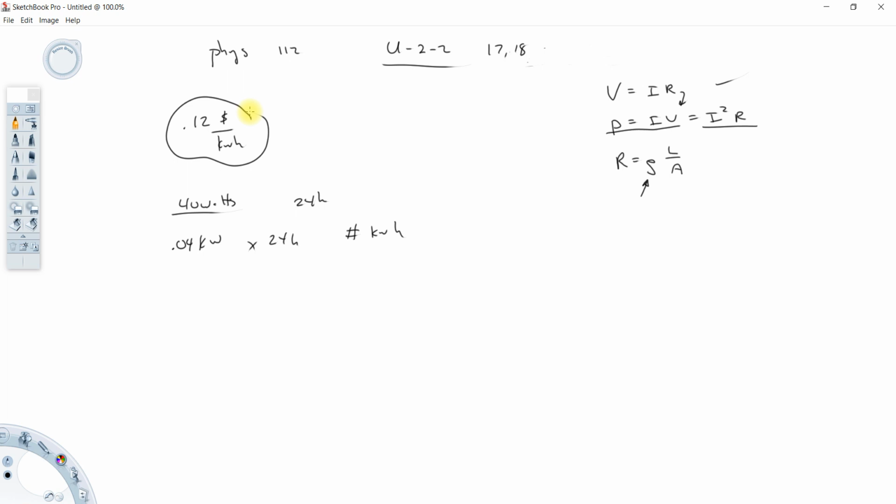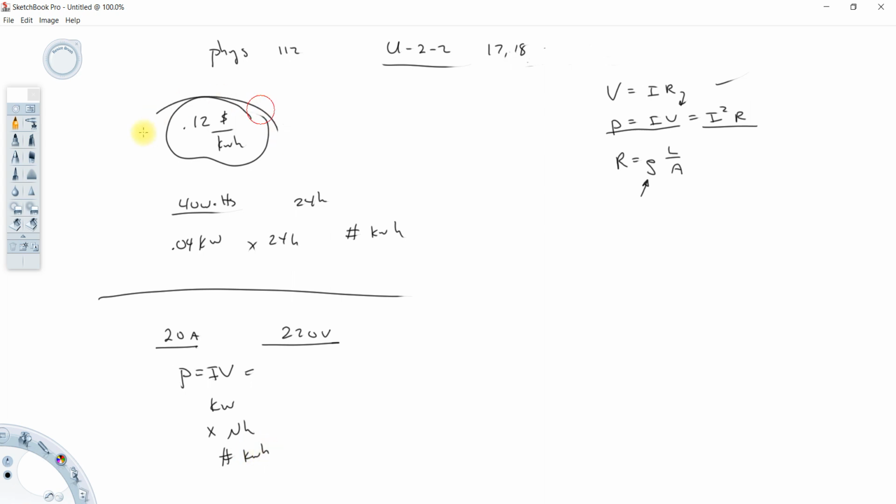Part B is basically the same. They give a time, a current, 20 amps, and a voltage, 220 volts. The one difference is you have to calculate the power first. So remember, power is current times voltage. The product of the two is a power in watts. Then convert to kilowatts. Then multiply by the number of hours given. You will then have a number with units of kilowatt hour. And then apply your cost per kilowatt hour. So that's pretty well all there is to 17.